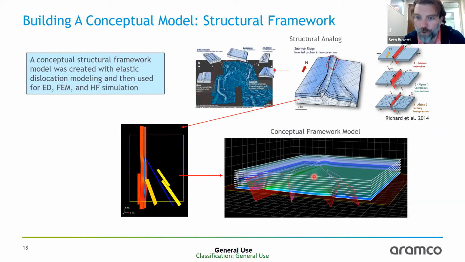He's got a series of papers where they're looking at Sabria Ridge and some structures in Kuwait. I've taken this model and, using some kinematic approaches, I've created some faults. I've disturbed them, and I've created some offset horizons. So we've got a generic conceptual framework model that more or less looks like this Kuwait case study.